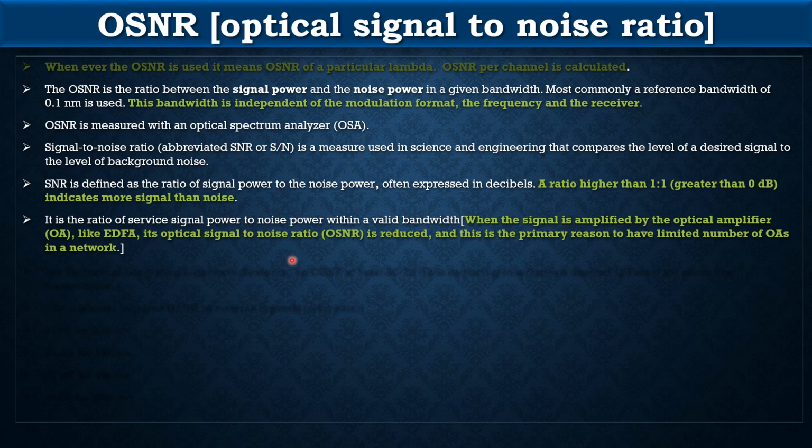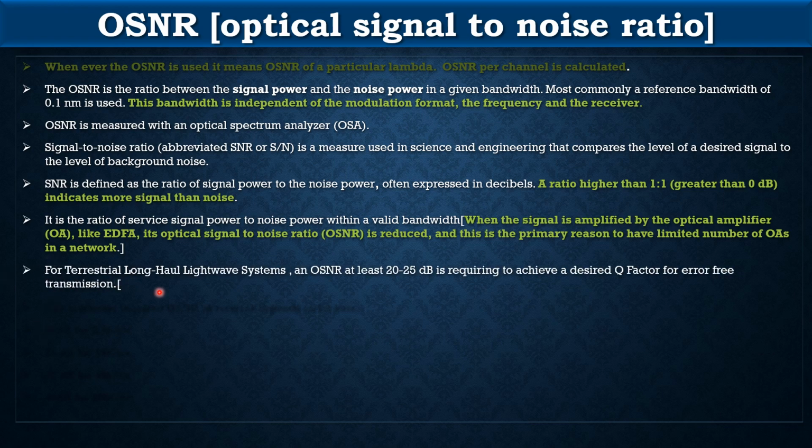When the signal is amplified by an optical amplifier, the optical signal to noise ratio is reduced. I have discussed already, whenever any amplifier is introduced, and the signal passes through that amplifier, the OSNR of the channel will be decreased. And this is the primary reason to have a limited number of optical amplifiers in the network. For a terrestrial long-haul lightwave system, an OSNR of at least 20 to 25 dB is required to achieve the desired Q factor or error-free transmission. This is the desired value of the OSNR which must be received at the receiver. The minimum required OSNR at the receiver depends on the bit rate.